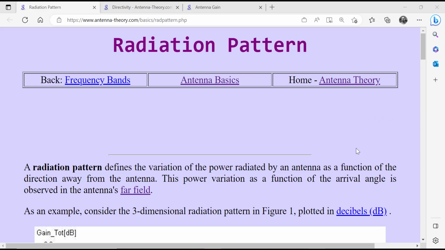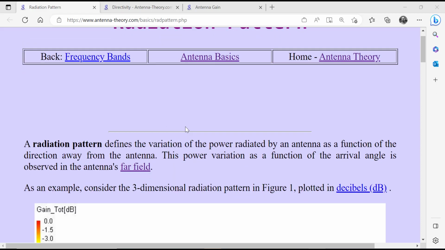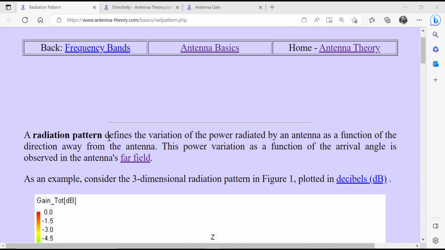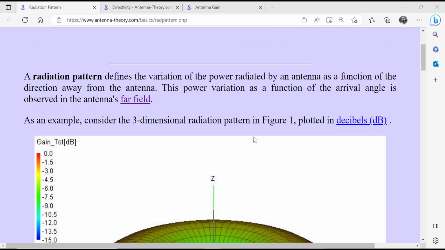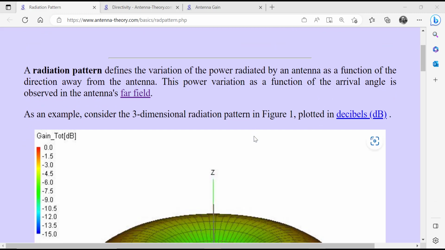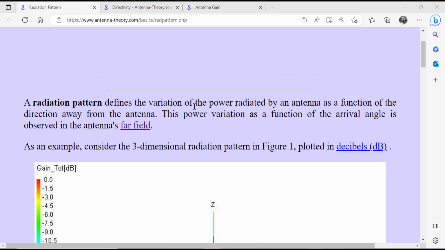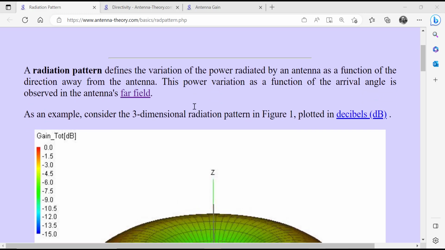If you remember in class, we went through some examples and some descriptions from this website here, and we started with this discussion of what a radiation pattern was, as basically defining the variation of power radiated by the antenna as a function of direction away from the antenna. There's a lot more details that we can go through, but we talked about how we have to be in the condition of a far field, and we meet that condition with the satellite communications example.